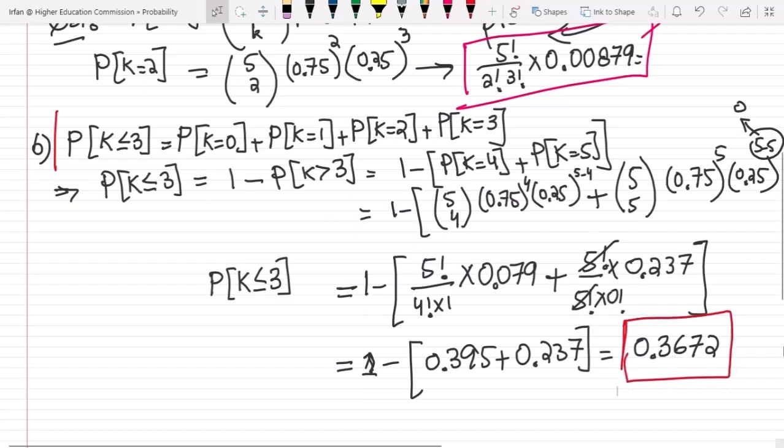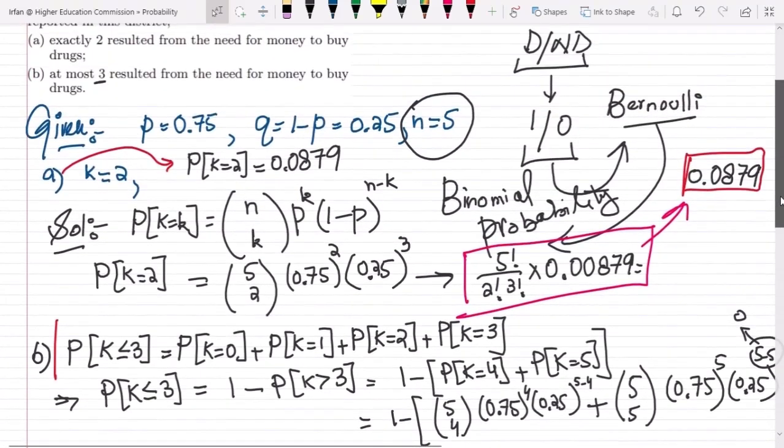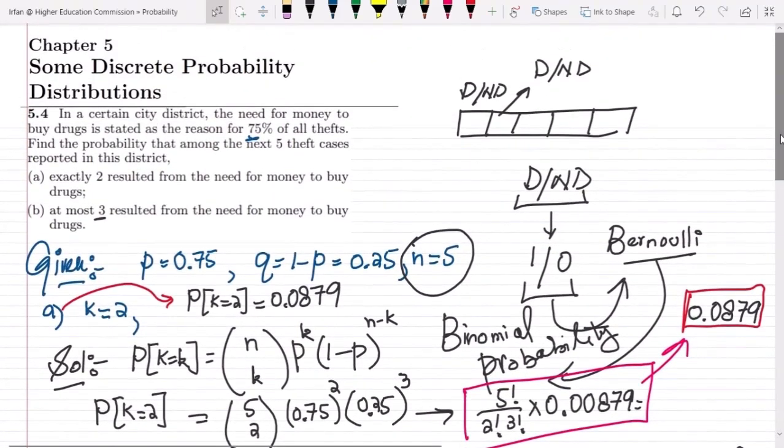Okay, so in this part of the question you have seen how to formulate the strategy to use minimum calculation to reach the answer of any part of the question which is related to the binomial probability by using the probability theorem or axioms of the probability. So that's it for today.